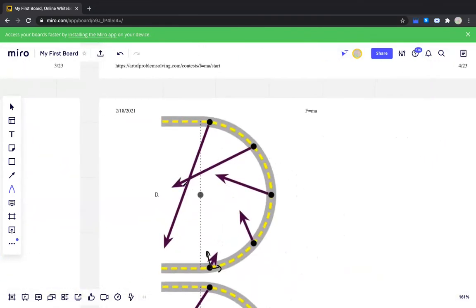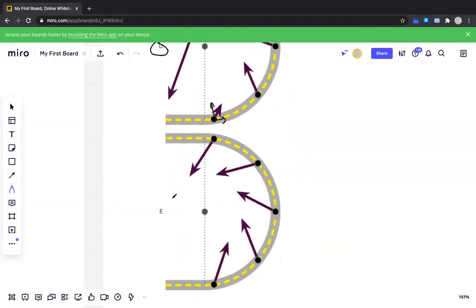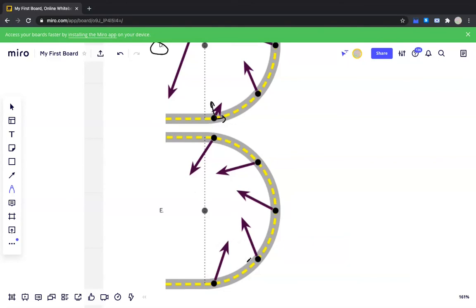For D, we see that we have some centripetal acceleration and also some tangential acceleration, and it's increasing at each point. So that means D is the correct answer. And for E, we see that although there is both tangential and centripetal acceleration, the centripetal acceleration is not increasing, it's staying constant. So E is wrong.